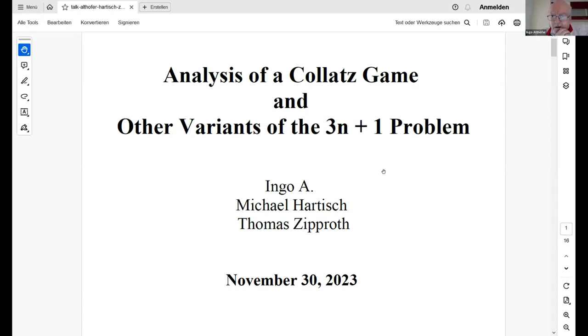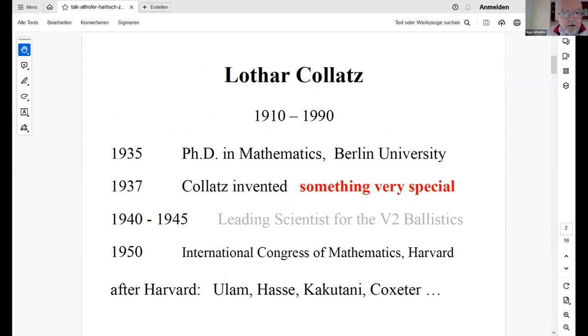The talk will have some historical remarks in the beginning and then some technical remarks on the Collatz game, the Collatz problem, and so on. Lothar Collatz was a German mathematician born in 1910. He got a PhD in his young years in Berlin in mathematics in 35. And in 37, he was an assistant at Karlsruhe, and he invented something very special, but only for his private fun. You will see that later.